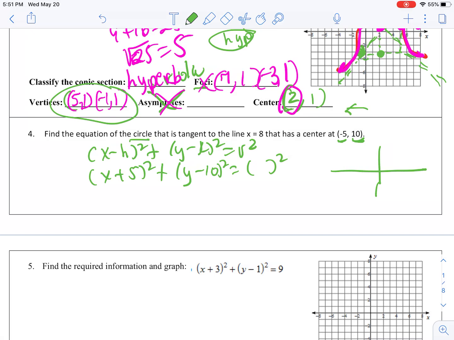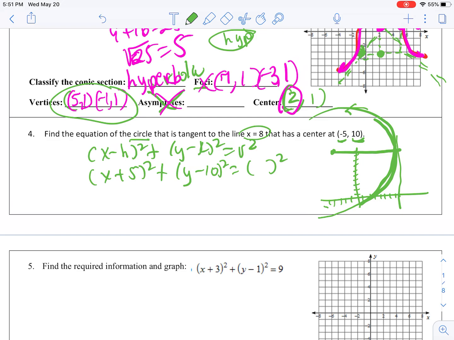Draw lots of pictures in calculus to decide what is happening. And so I'm going to go -5, 10. And that's my center. It's tangent to the line x equals 8. So that means my circle's coming around like this and skirting along, and it's tangent right there as it goes around. So I know the radius of it. This is 5, and then I went 8 more, and so the radius is 13. So the equation is x plus 5 squared, y minus 10 squared equals 169.